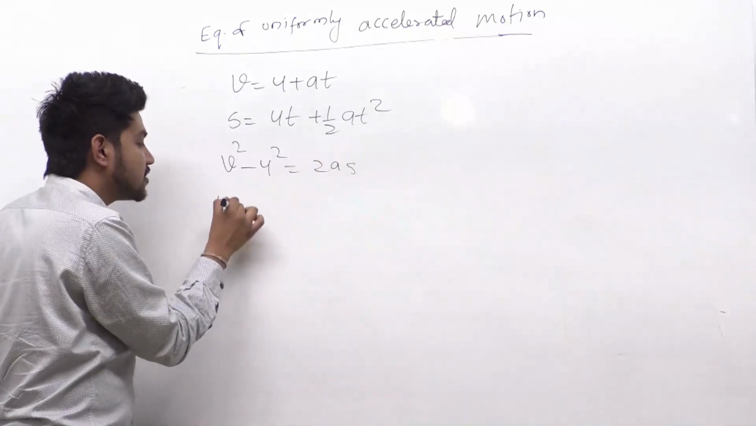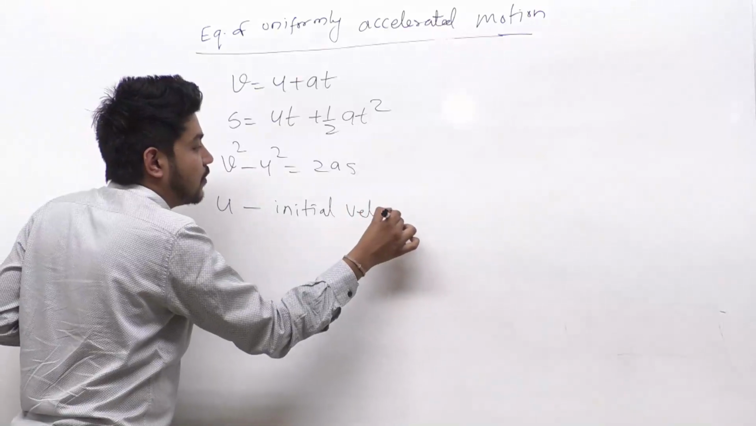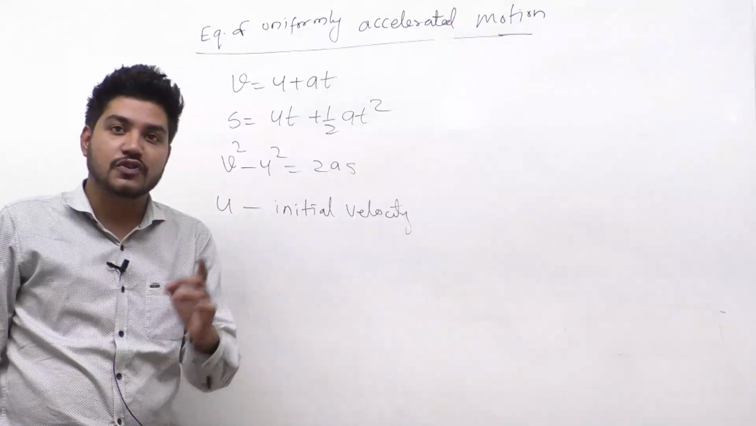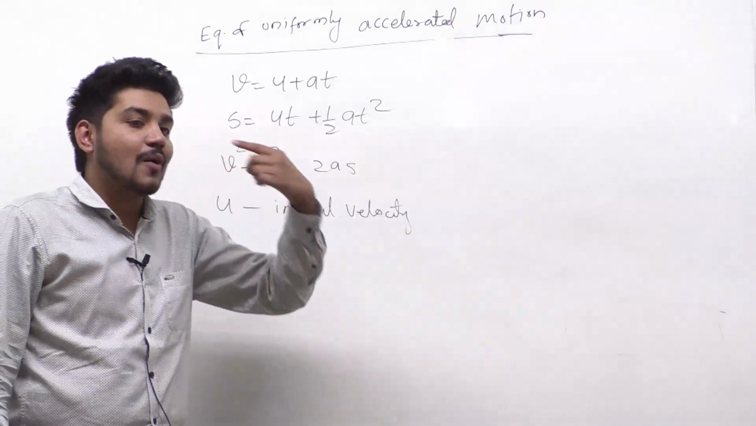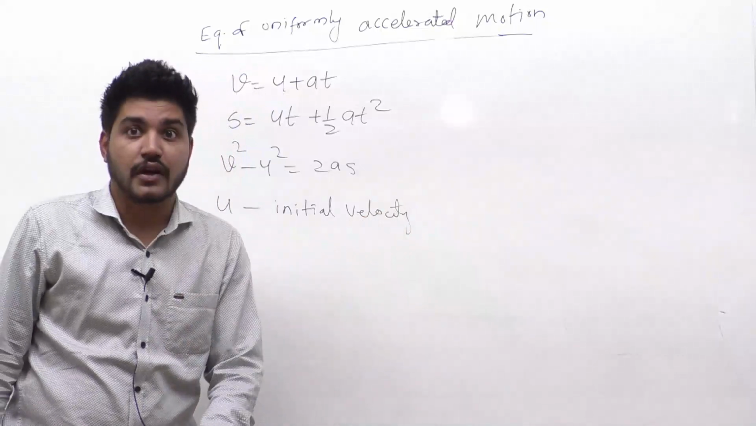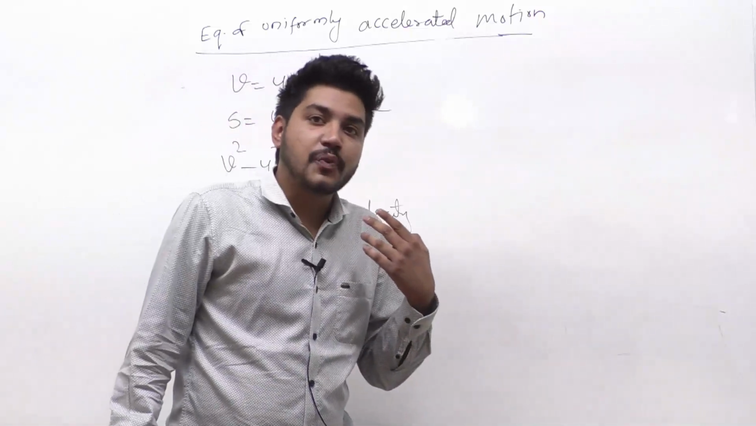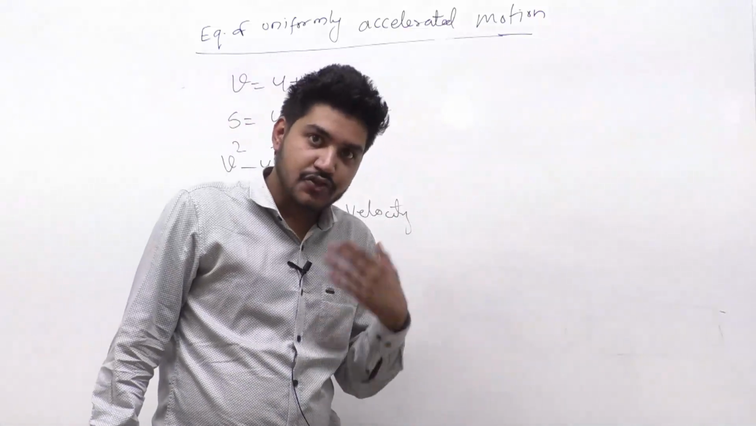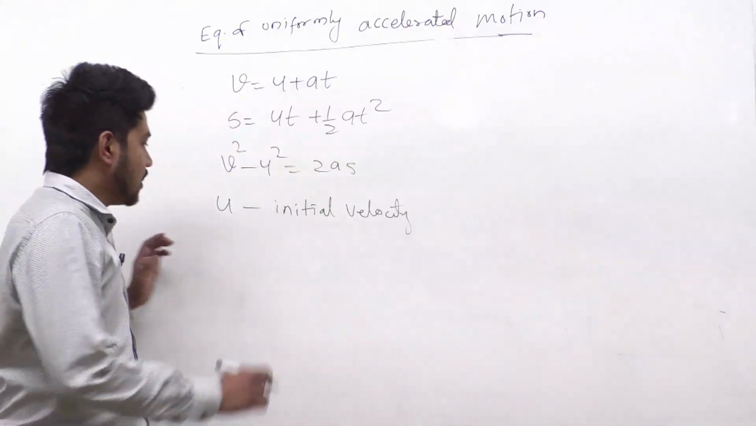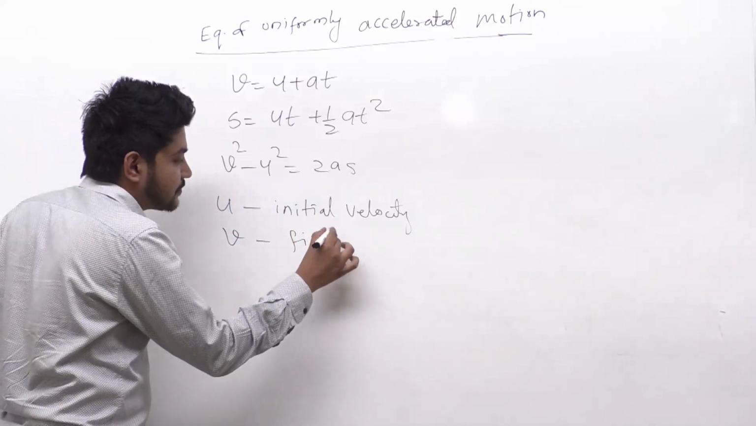So over here, u is the initial velocity. Initial velocity means it is the velocity at t is equal to 0. Let's say in a problem, it is told a particle starts from rest, which means at t is equal to 0 its velocity is 0. And if it is told a particle starts moving with a speed of 10 meter per second, which means the initial velocity is 10 meter per second.